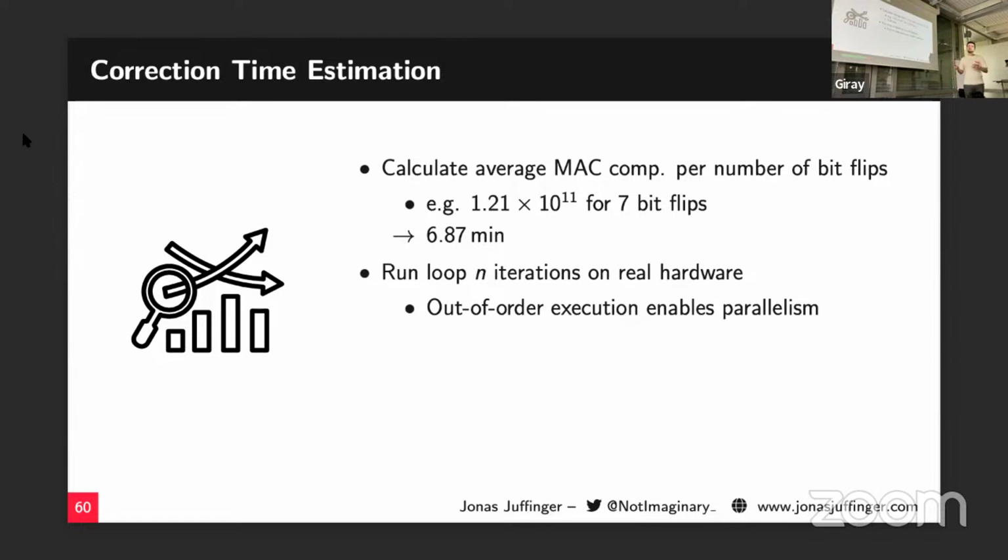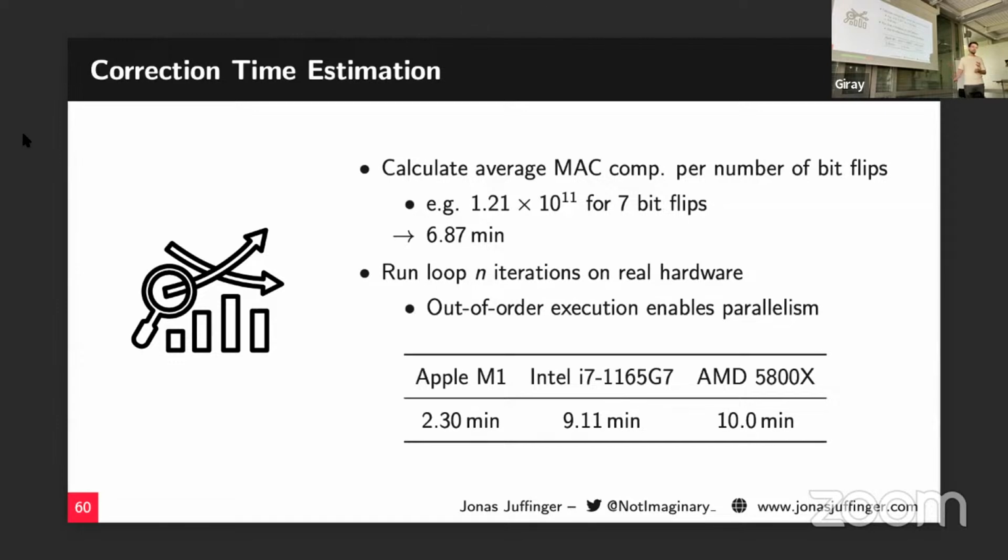Our reasoning was that the loop and the Mac computations actually run in parallel on modern out-of-order CPUs. Because the Mac computation is one port, the loop is another port. So these 2 times, the Mac computations and the actual loop runtime, don't add up because they run in parallel. And running this loop gave us a quite interesting result. Like 3 years ago, the Apple M1 is incredibly fast. Running the same loop for 7-bit flips took 2.3 minutes on the Apple M1 and around 10 minutes on state-of-the-art Intel and AMD CPUs back then, which is quite insane.